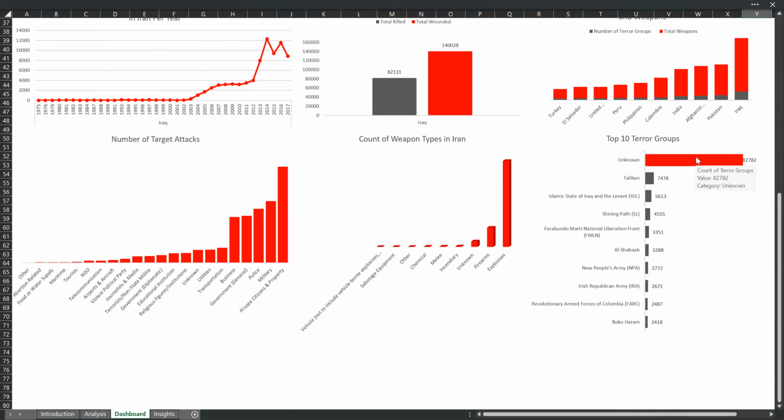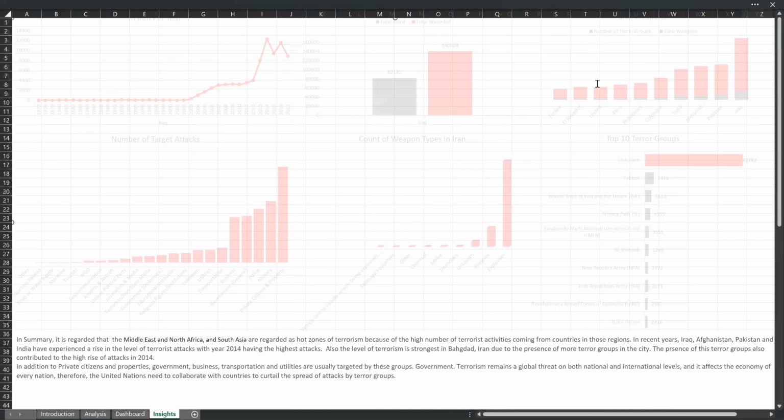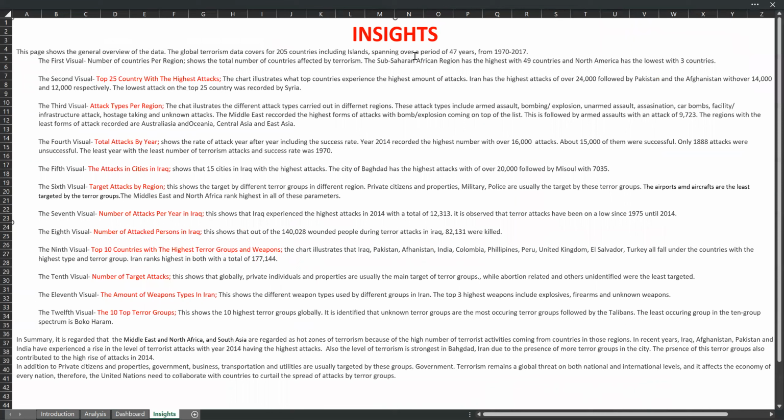And the last chart talks about the top 10 terror groups. We can see that unknown terror groups rank highest, followed by Taliban, followed by ISIL, followed by SL, followed by FMLN, followed by Al-Shabaab, followed by MPA, followed by IRA, followed by FARC, followed by Boko Haram. So the next chart talks about my insights, which I have mostly spoken about.